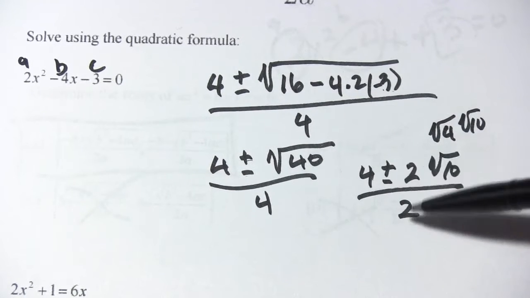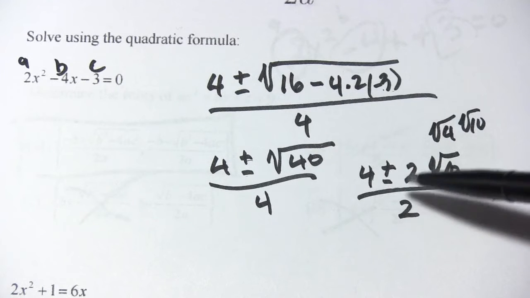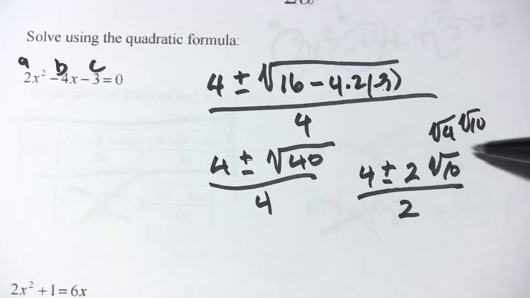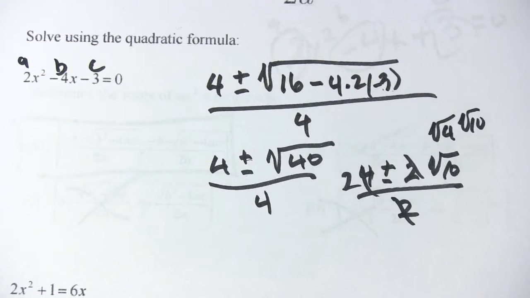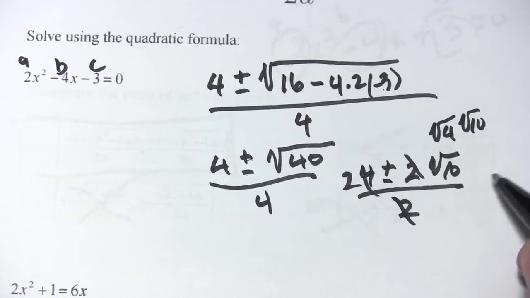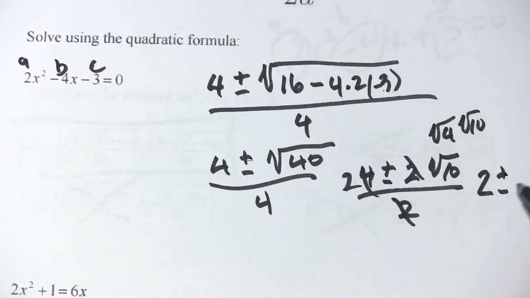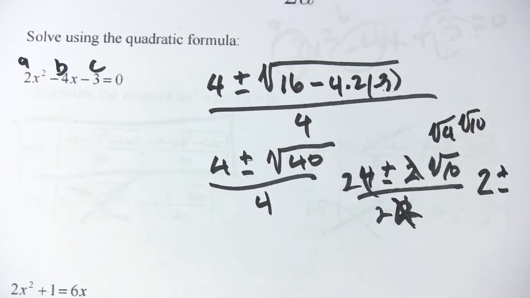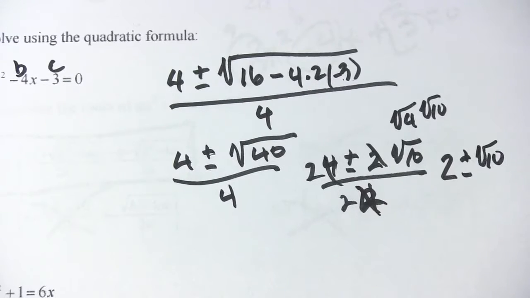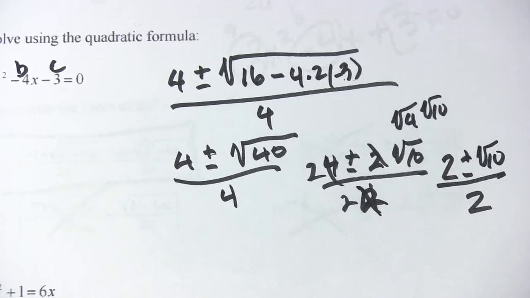And then it looks like I have some common terms here, so I've got a 2 on the bottom and I've got 2 terms on the top, each divisible by 2. So let's go ahead and cancel that. That would disappear. So it looks like we're going to get 2 plus or minus, oh whoops, I wrote that as a 4, but it should be a 2 down here. 2 plus or minus the square root of 10 over 2.